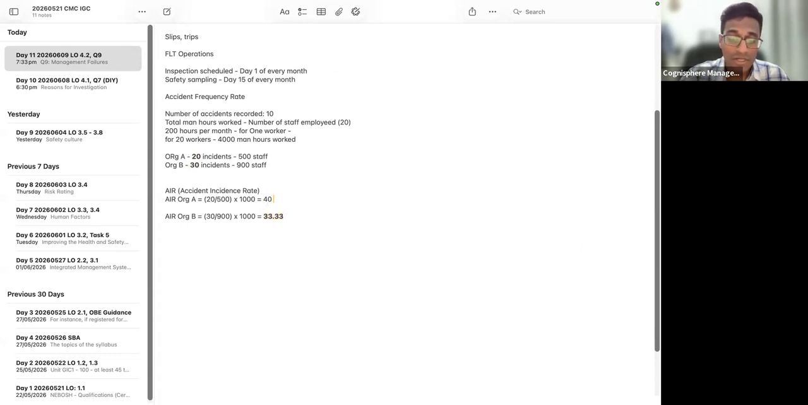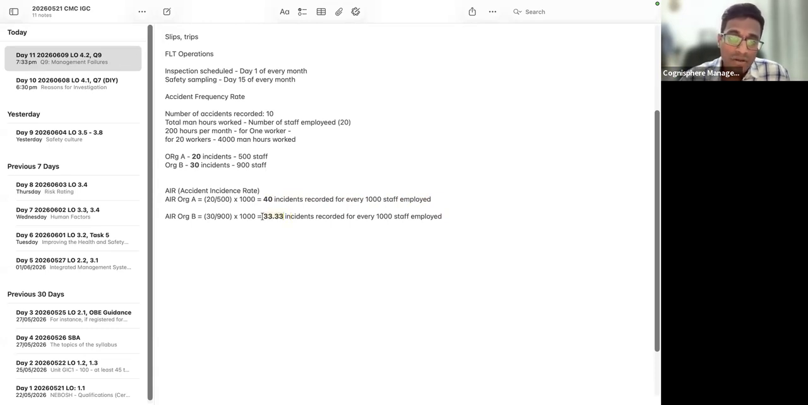So what this 40 means: 40 incidents recorded for every 1000 staff employed, because we are using the multiplier 1000. Similarly here, 33 incidents recorded for every 1000 staff employed. So as the number of staff increases, the incident rate also increases.